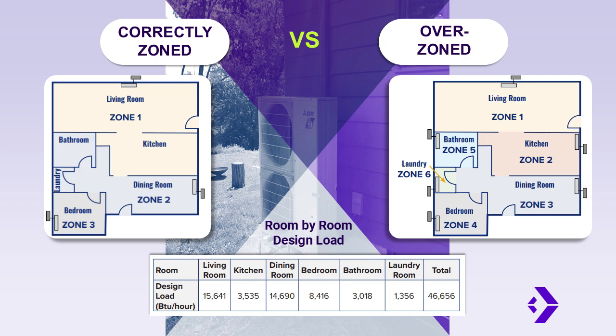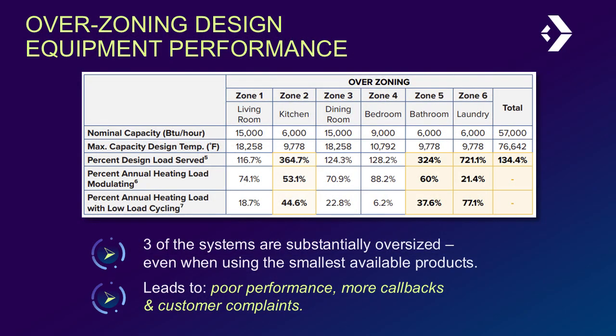Now, compare that to the house on the right. It's the same layout, but we've overzoned it. Now, every small space has its own indoor unit, totaling 6 zones. And that's where the problem starts. Rooms like the bathroom or laundry room have such small loads that even the smallest available head unit is way too powerful. Once you break the house into too many zones, the equipment ends up oversized almost by default. As you can see, zoning is about balance. Keeping in mind usage, thermal conductivity, and sizing are critical when correctly zoning.